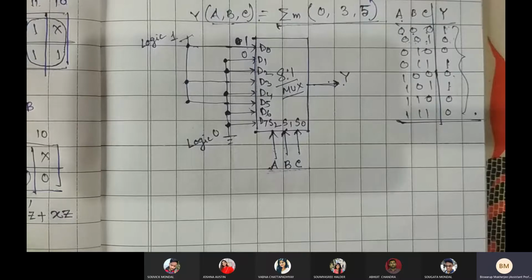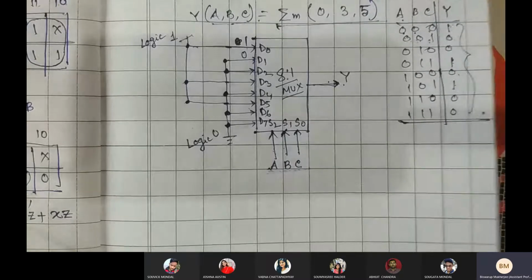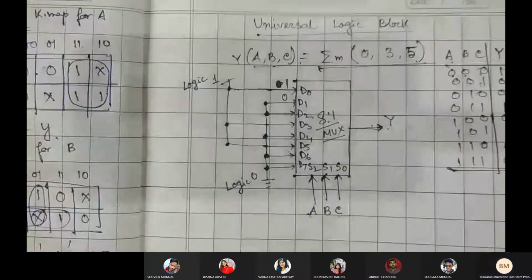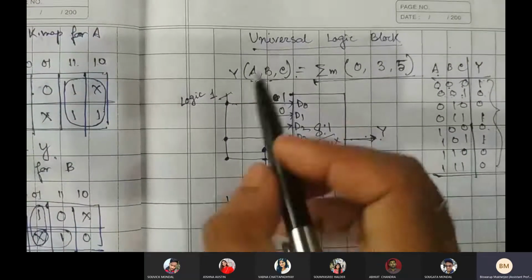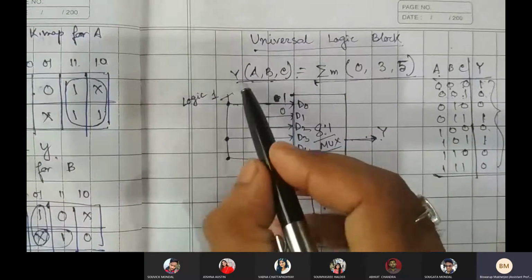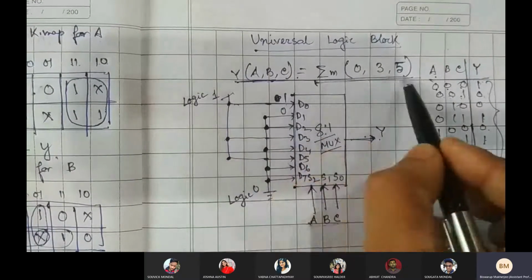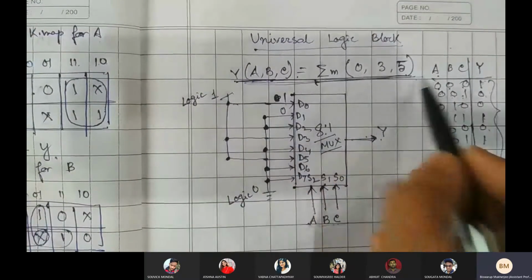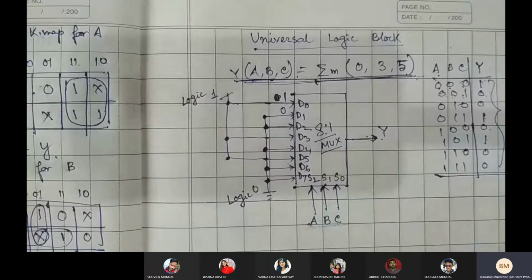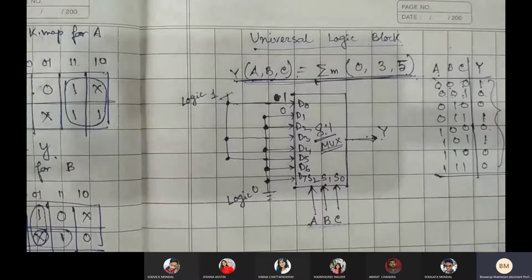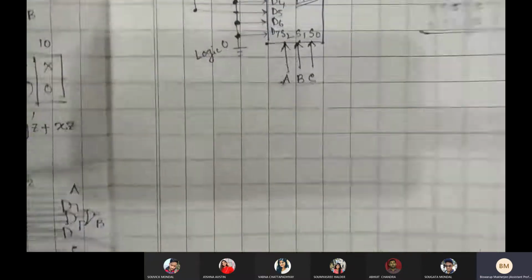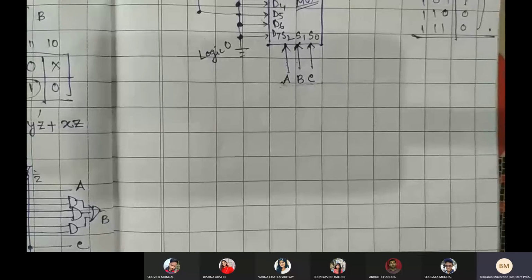So if it is not specifically written which multiplexer you have to use, suppose you are being asked to implement this particular Boolean function using a multiplexer, you have got two options. One is using this 8:1 multiplexer. Another is this one, what I am going to discuss right now.